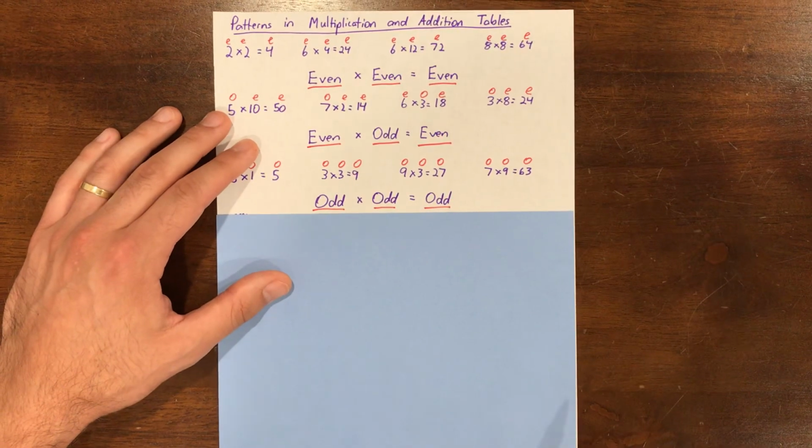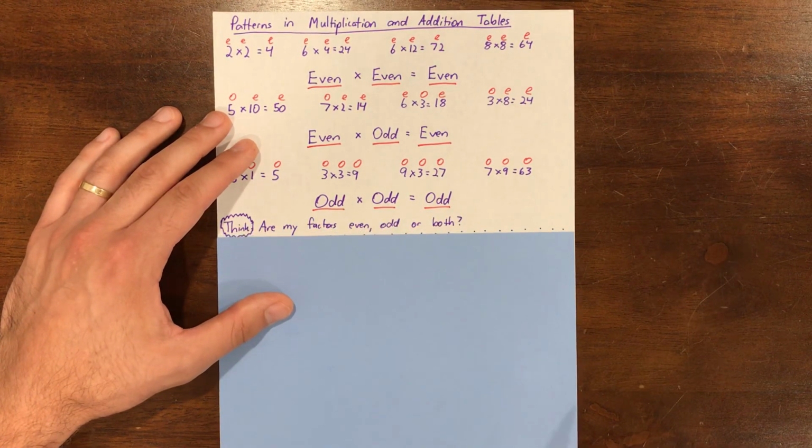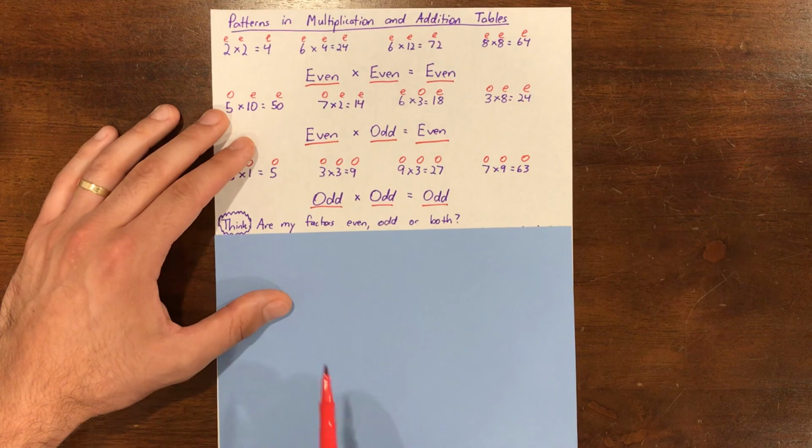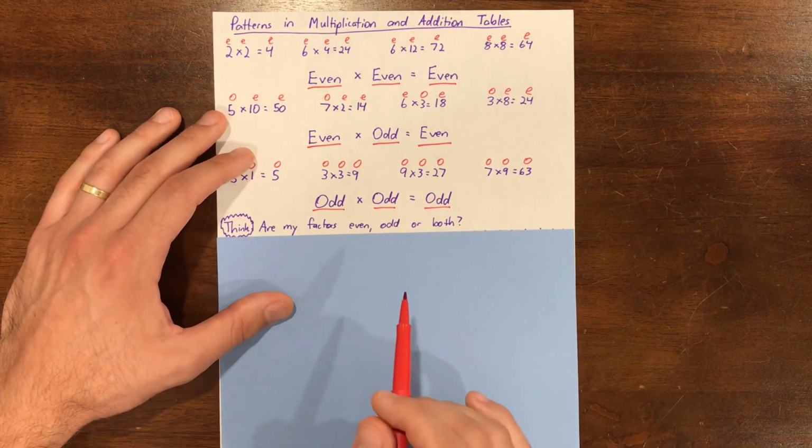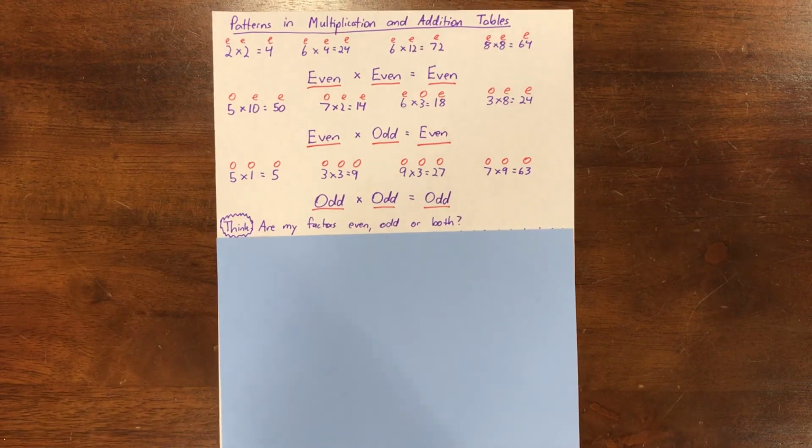Great. When you're looking for patterns in multiplication, you can think, are my factors even, odd, or both? Go ahead and click the arrow to move to the next slide.